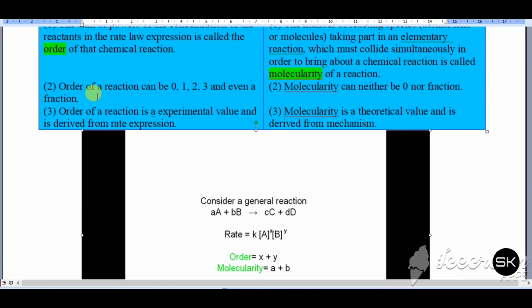The order of a reaction can be 0. If it is 0, then it will be called a zero order reaction. If it is 1, it will be called first order reaction, and so on. And it can also be a fraction. But in case of molecularity, it can neither be 0 nor a fraction. The order of a reaction is an experimental value and is derived from the rate expression. But the molecularity is a theoretical value and is derived from the mechanism.